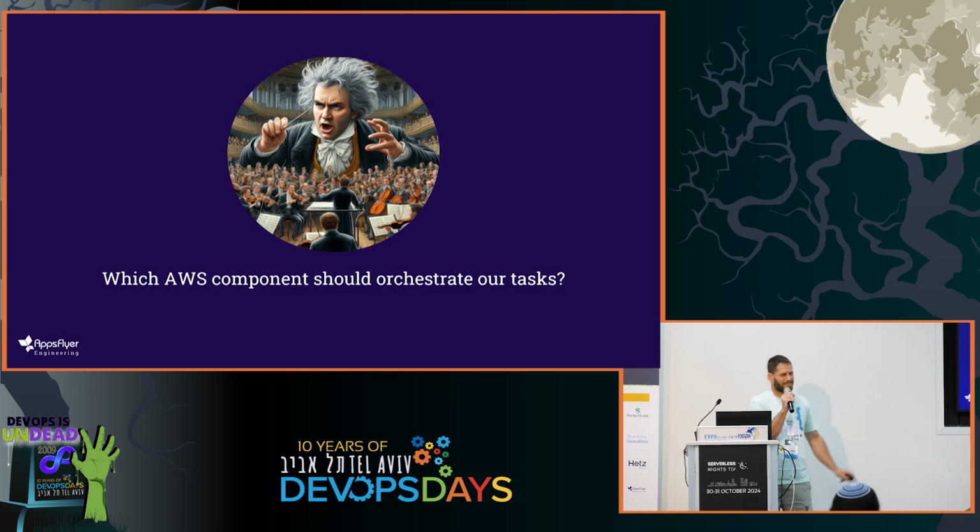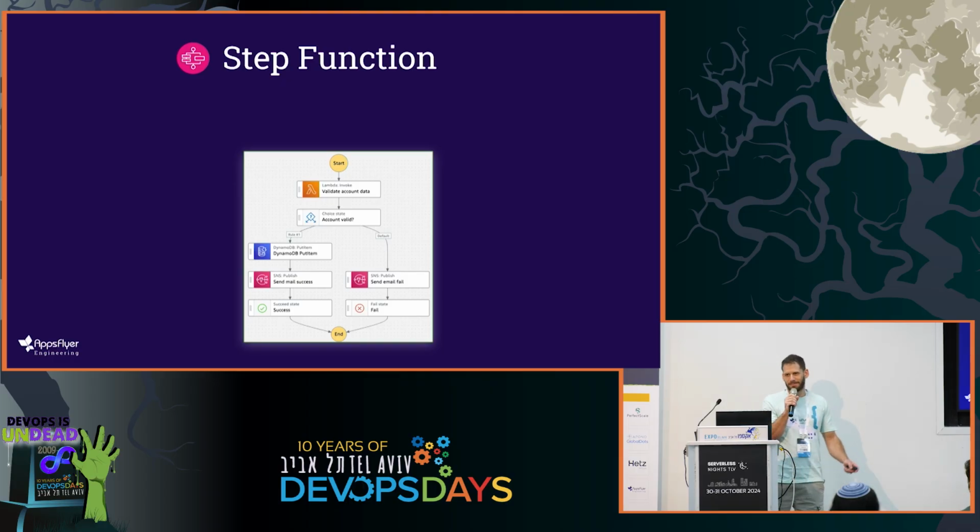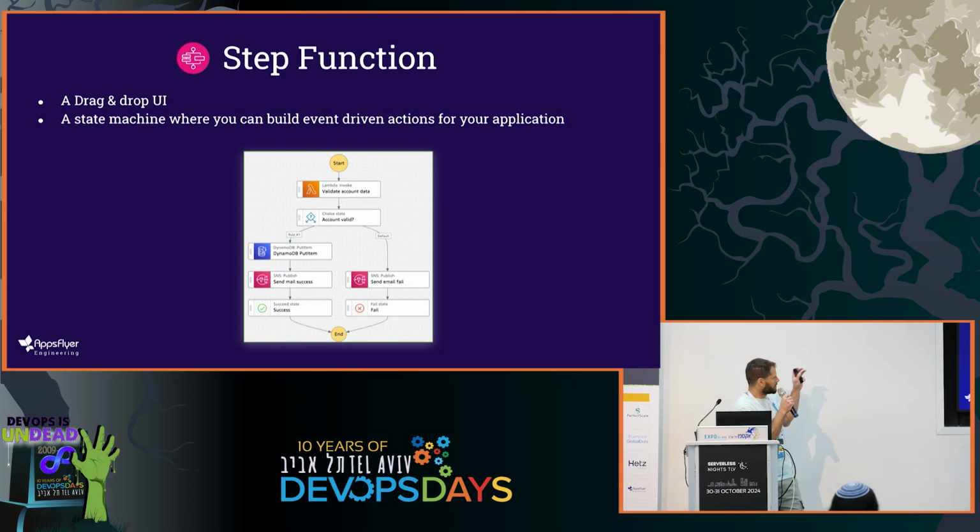And I think this is the most fun and exciting part of this whole architecture. It's the most fun tool I used. It's called a step function. Basically, a drag and drop UI. You drag and drop AWS components, you drag and drop if statements, for loops, whatever you want, and it builds this nice state machine where you can build actions, event-driven actions for your application. And the magic is that you don't need to write code. So everything is built automatically.